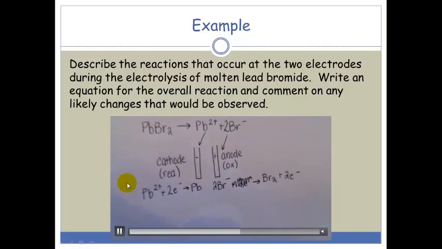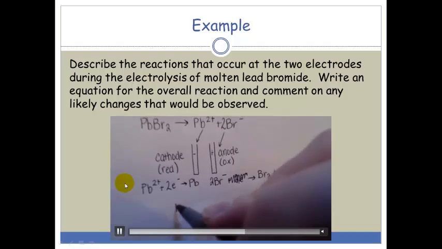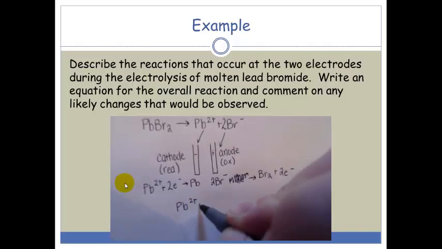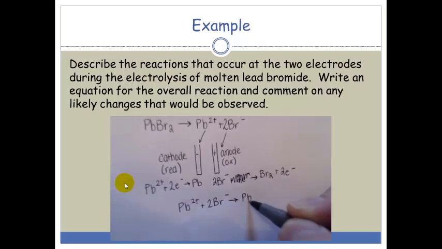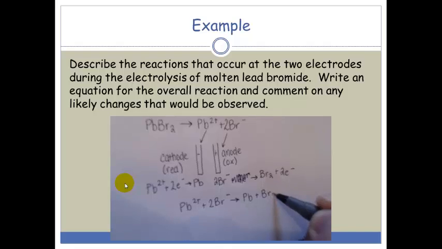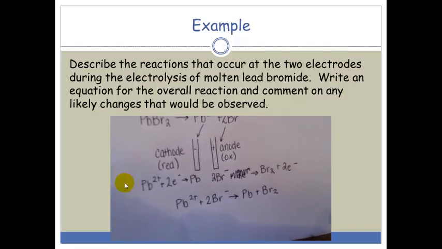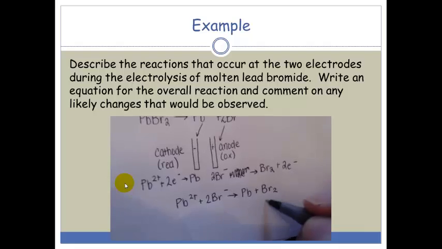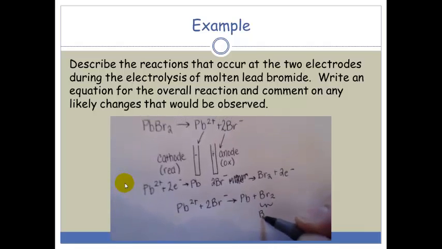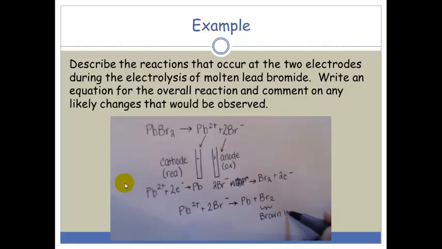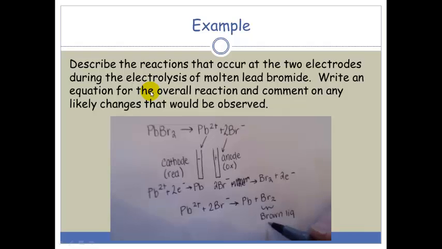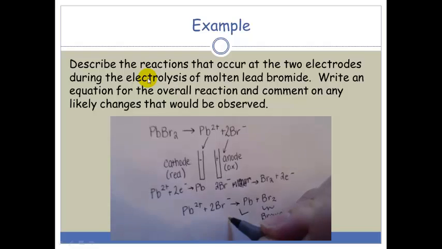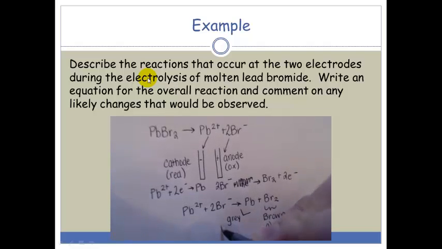And so overall, our reaction will be lead ions plus bromide ions go to lead plus bromine gas. And so any changes that will be observed, we will see some bromine, which is brown, and the lead will be a gray metal.